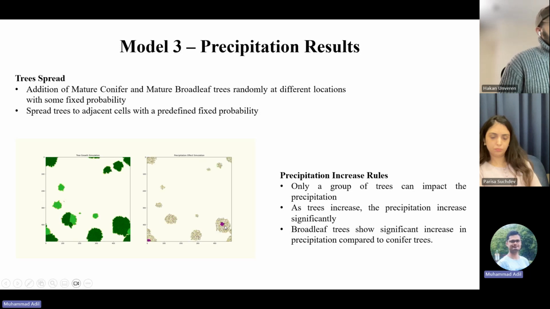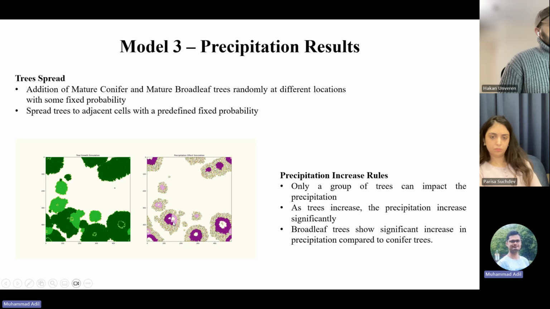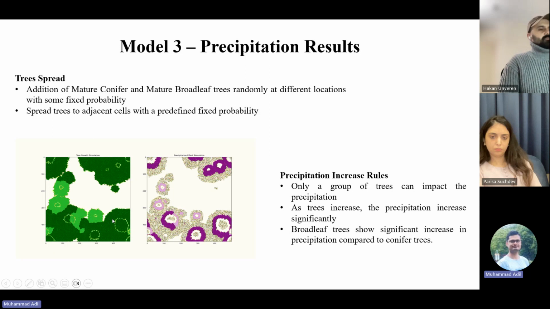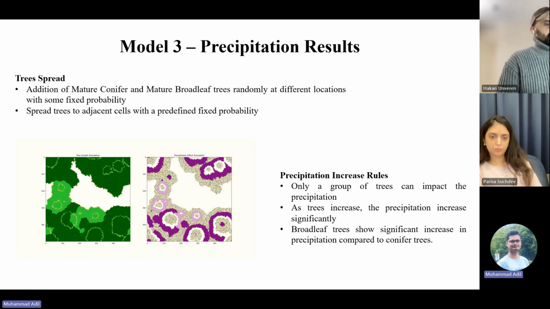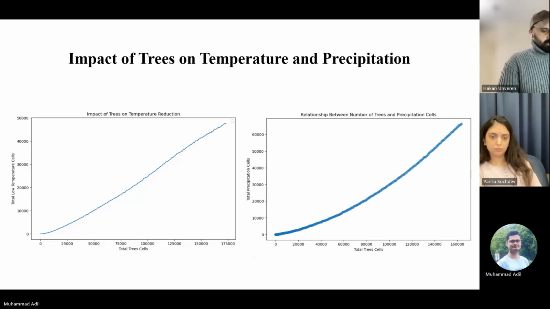So that's where this light purple color comes in. The dark purple is for the broadleaf tree, and for the conifer we are using the light purple color. We can see that broadleaf trees have larger leaves, so that means they absorb more water from the environment and release more water back into the environment.